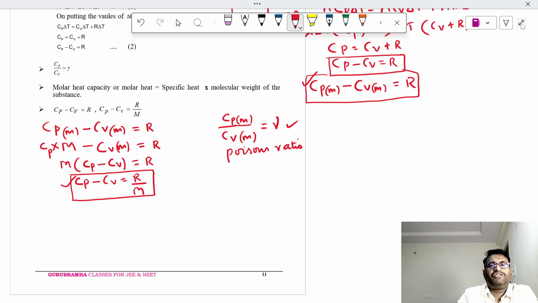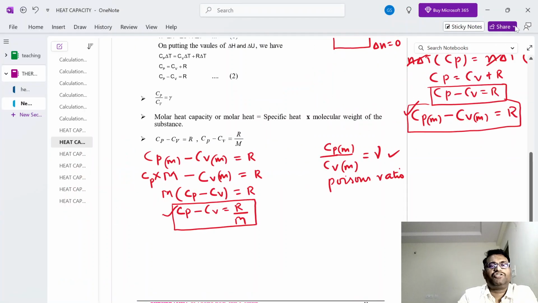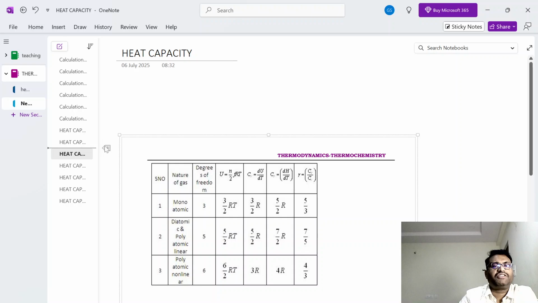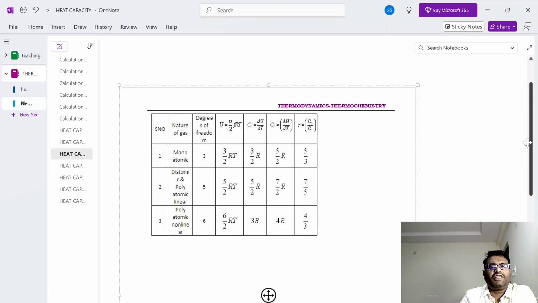So Cp minus Cv is equal to R, and Cp by Cv is equal to gamma. These two we need to remember, right? So next, coming to here, for different gases, what are the values of U, Cv, Cp, gamma? First, let us take a monoatomic gas.